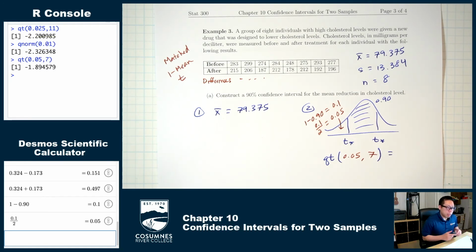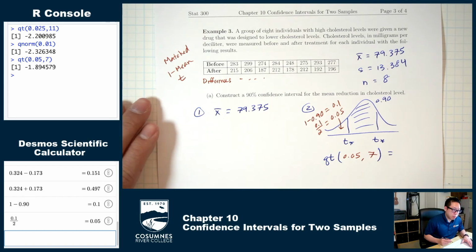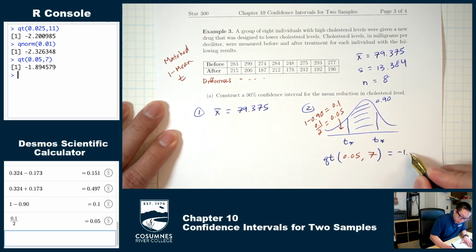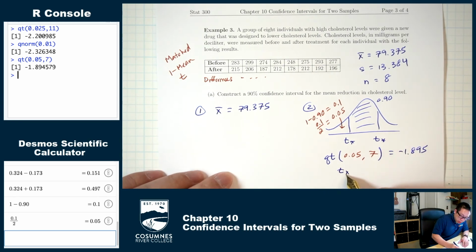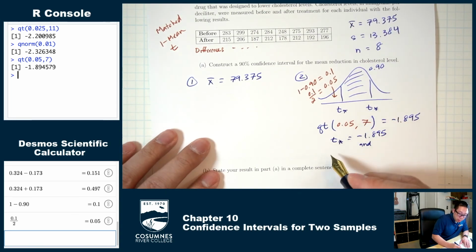And it's a negative 1.895. I should have 2 T stars. The left one is negative 1.895. The one on the right should be positive 1.895.